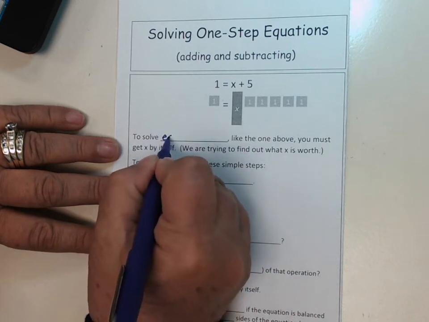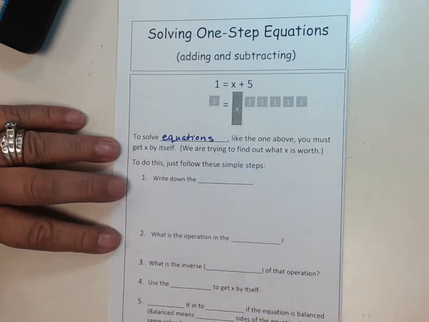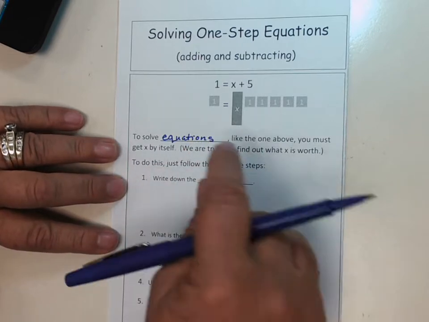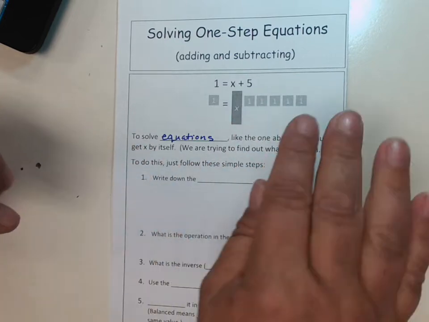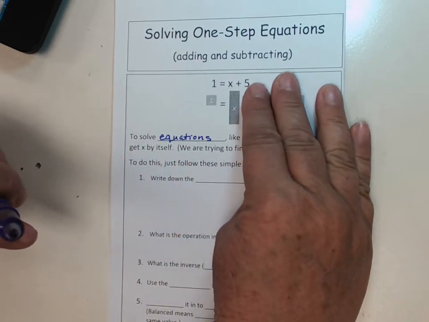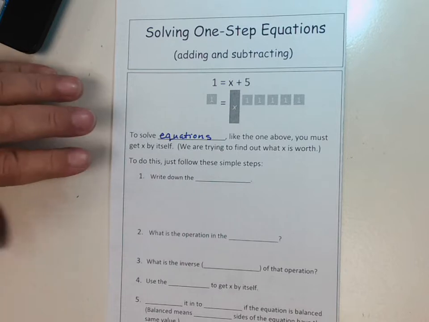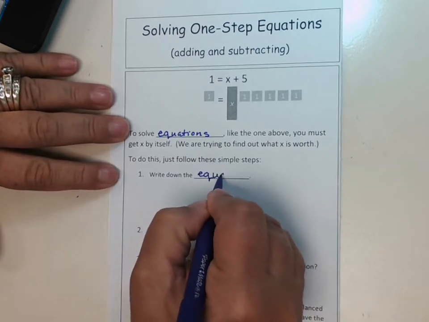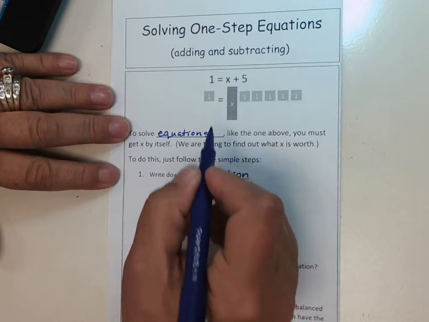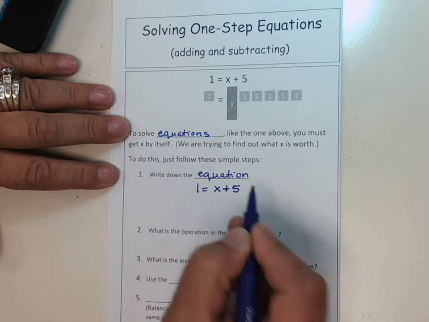So let's start here. To solve equations, like the one up here, you must get x by itself. So we don't need all these extra numbers, right? We want to get x completely alone, okay? If we get x completely alone, then we know how much it's worth. So first thing we do is we write down the equation. So the equation is 1 equals x plus 5.